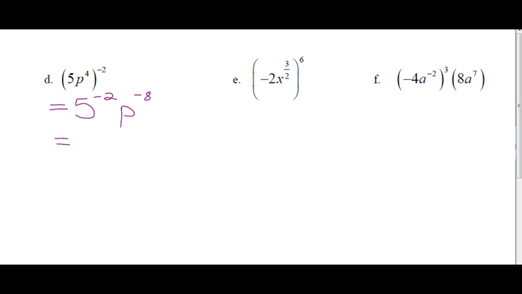But we want to write these with positive exponents. So it's 1 over 5 squared. The negative exponent changes to positive by moving it to the denominator. And 5 squared is 25, so we're going to write this as 1 over 25p to the 8th. Okay, what do we do with the next one?